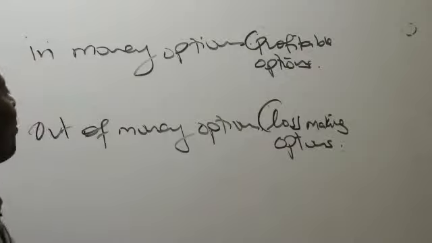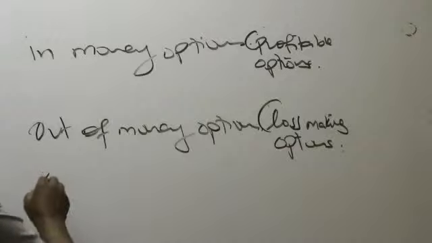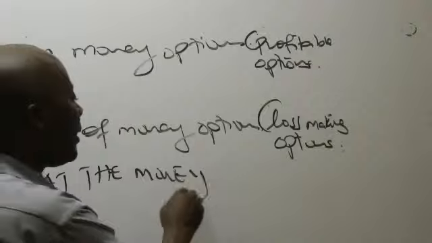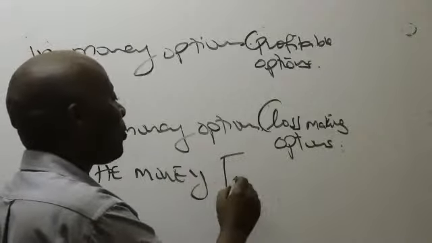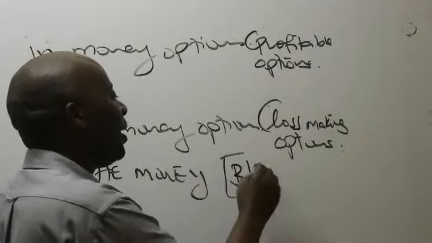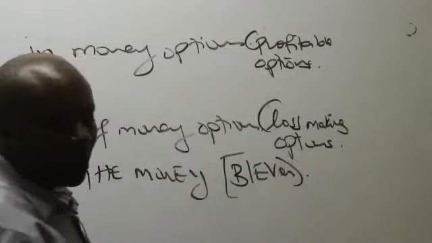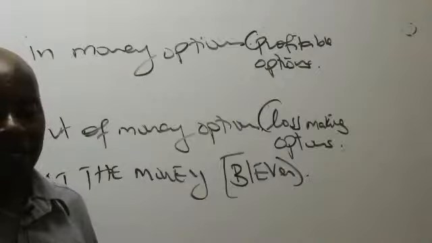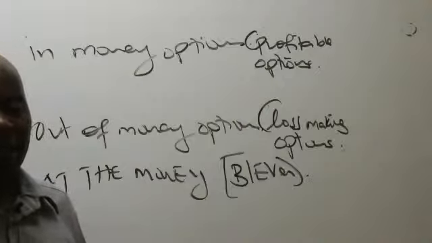Then I remember there is the one we call at the money. At the money options are those options that are able to break even. At the money, they're able to break even.